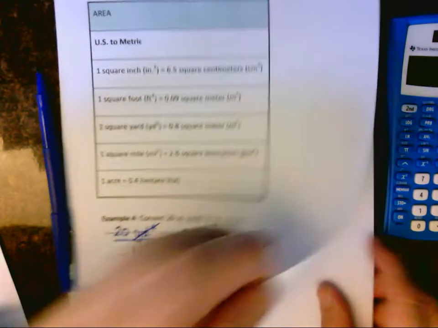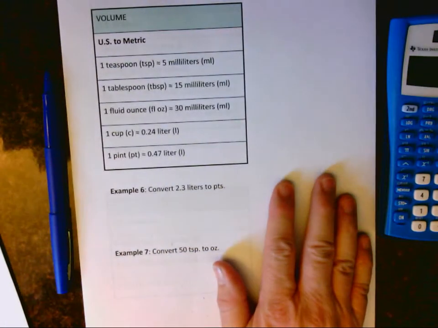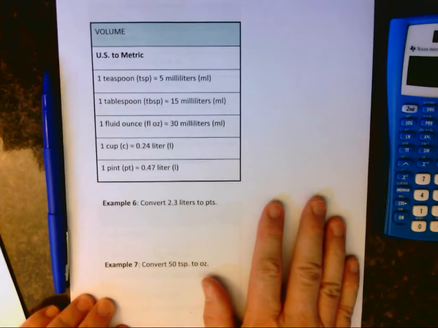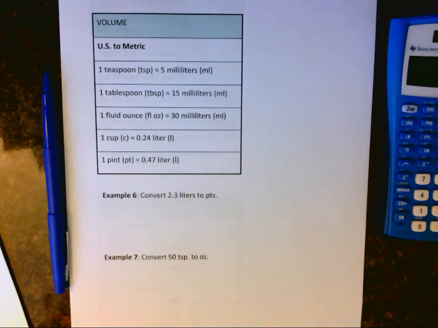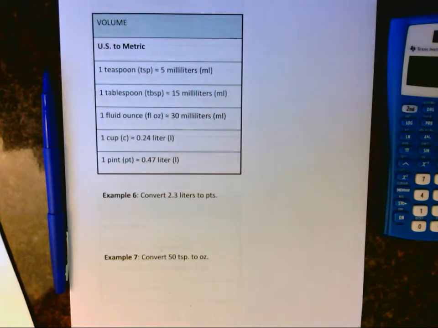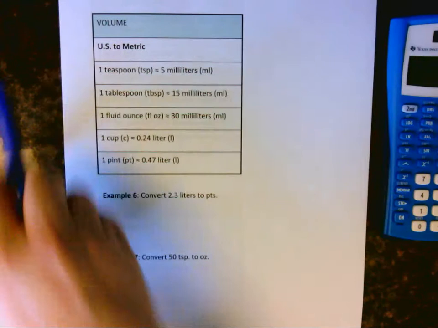Take that page off. Somehow these got stapled together. The next conversion box includes conversions for formulas with volume, right? We're going from teaspoons to milliliters and fluid ounces to milliliters, pints to liters, and so forth. So get those onto your note card, please. And then we'll begin converting using these units.